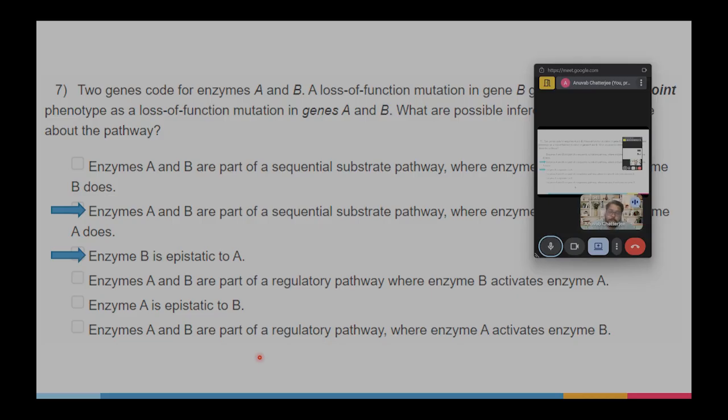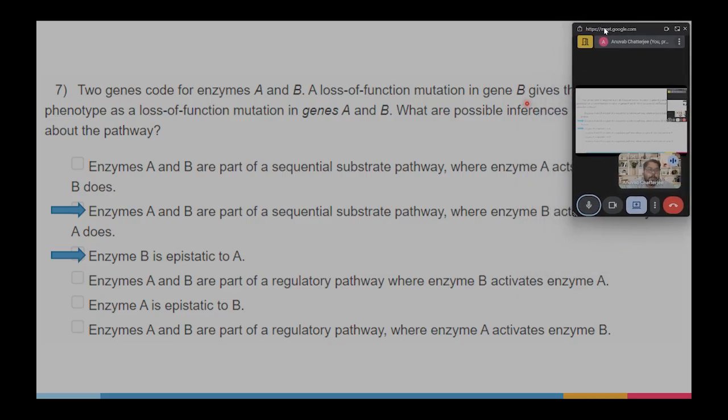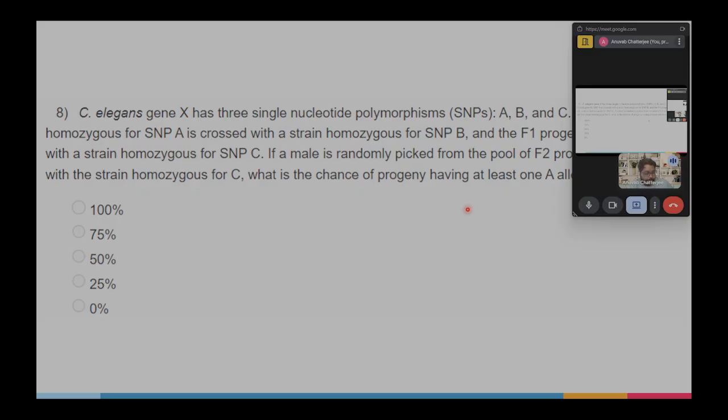So figure out which gene is epistatic, the one that has the same phenotype as the double mutant. In case of a sequential substrate pathway, that gene is upstream. In case of regulatory pathway, it is downstream. As simple as that. Okay, we move on.